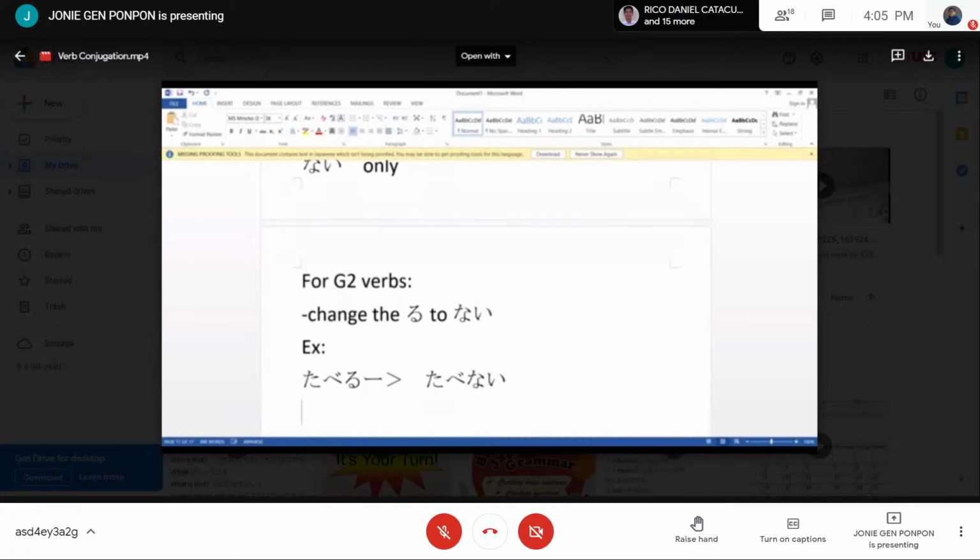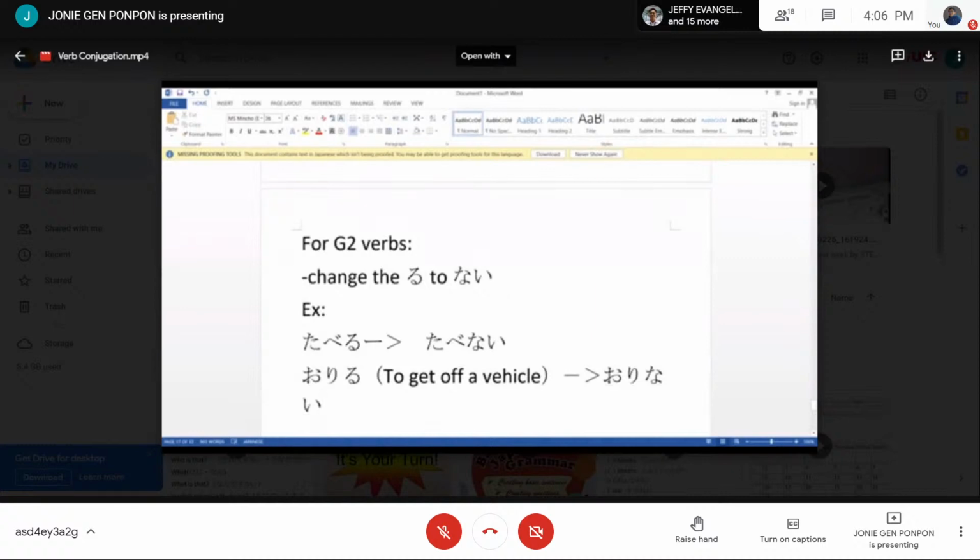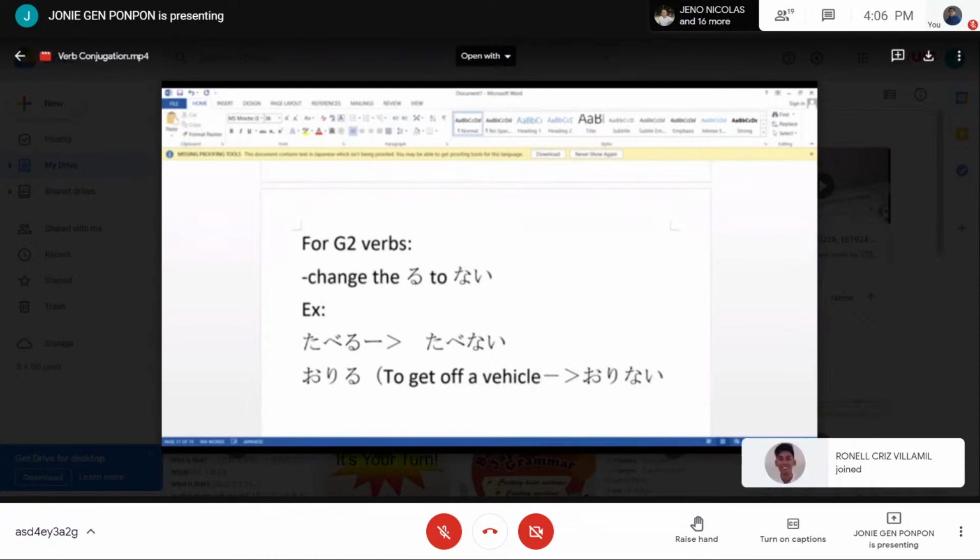Ano pa? Oriru, meaning to get off a vehicle. To get off a vehicle. It will become orinai. Yan. So, it will become orinai. I will not get off.